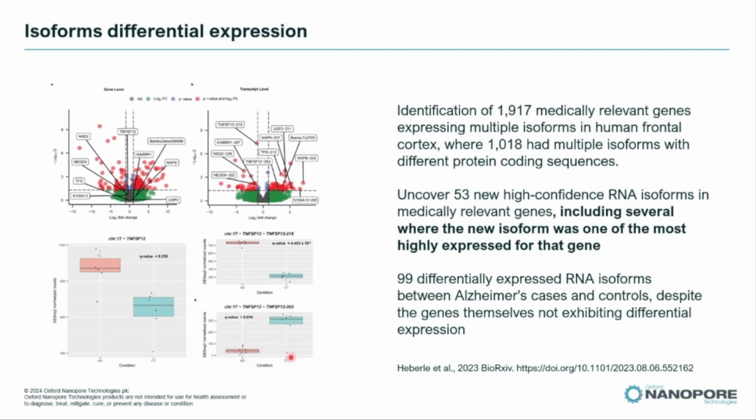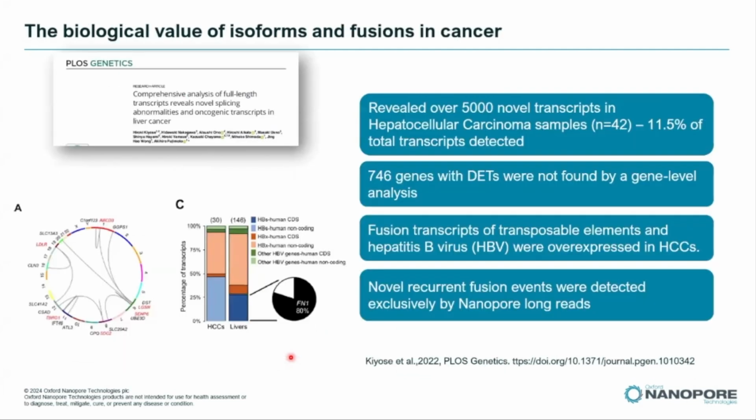So it's really crucial to look at the transcriptome at the isoform level to understand it fully. And besides isoforms, you'll be able to look at fusions as well.